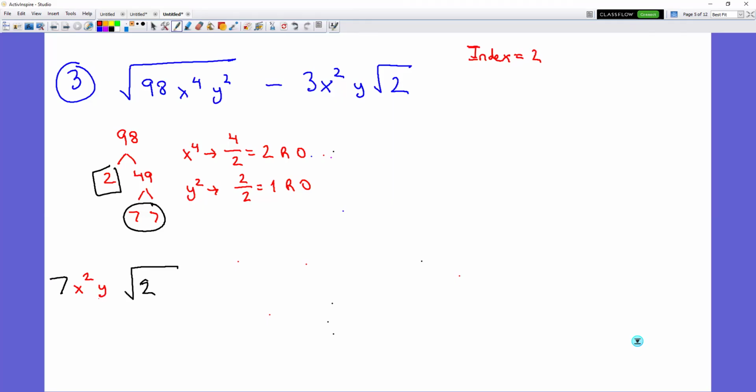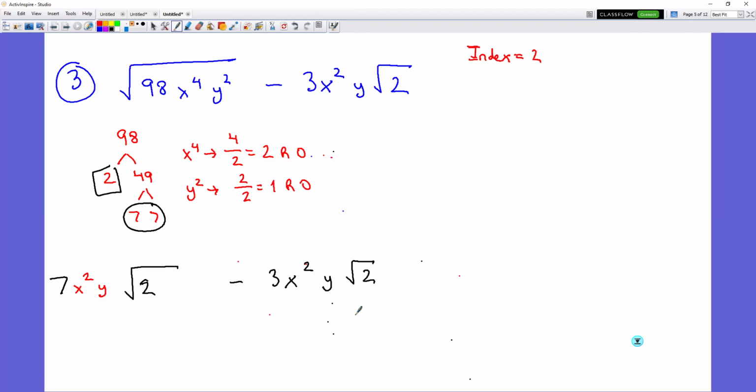So right now we have 7x squared y square root of 2, that we simplified for this first term. Now we're just going to bring down the other term because we have nothing to simplify, because it's just the square root of 2. So it's going to be minus 3x squared y square root of 2. Now, if you look very carefully, we see that both terms have a square root of 2.